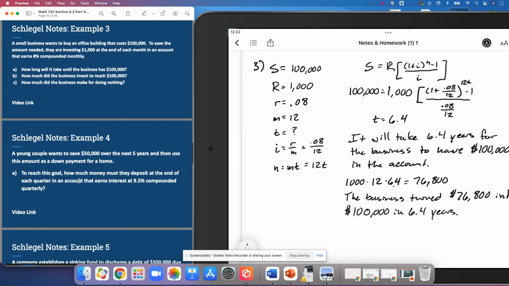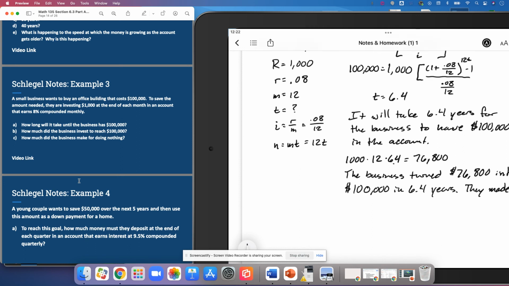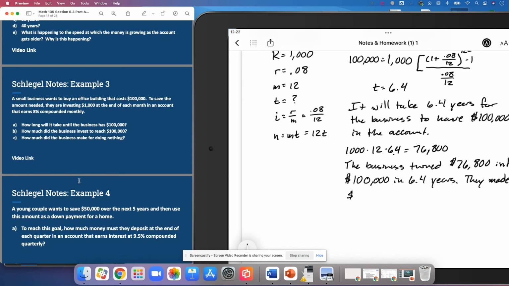Okay. Getting back down to my question here, we figured out how long it would take them. We figured out how much they invested and how much they made for doing nothing. They made, what would that be, $23,200, yeah, in this investment. That's pretty sick right there.